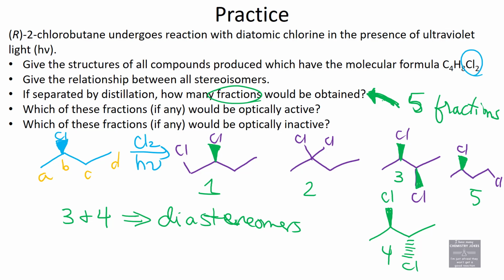Which of these fractions, if any, would be optically active? So, which would be optically active and optically inactive? Things that are optically active are things that have asymmetric carbons and the enantiomer is not present. Does that make sense? Things that are optically inactive, that's easier to define probably.